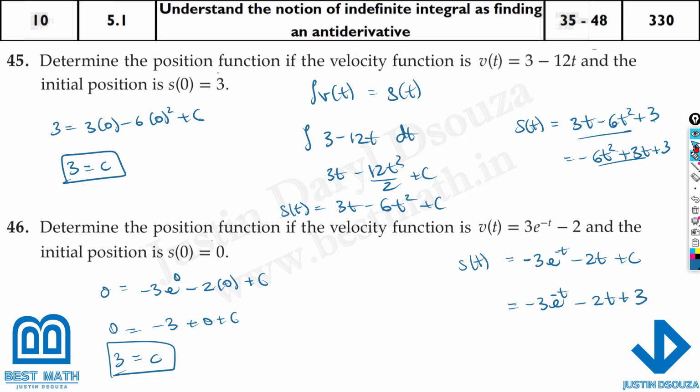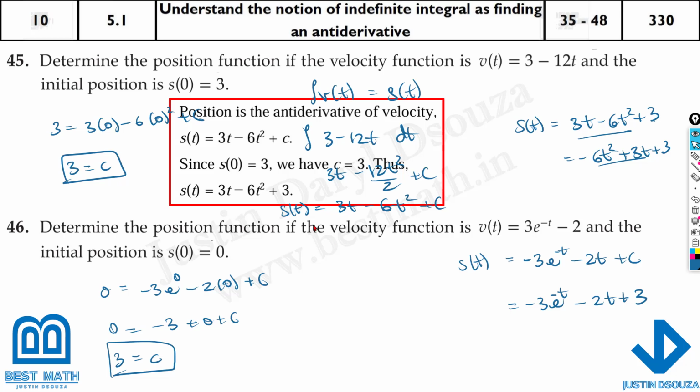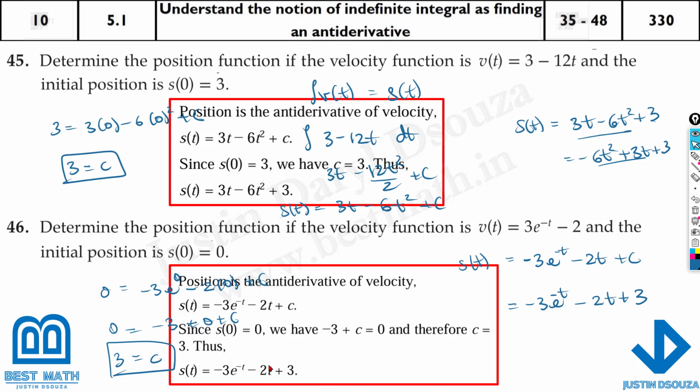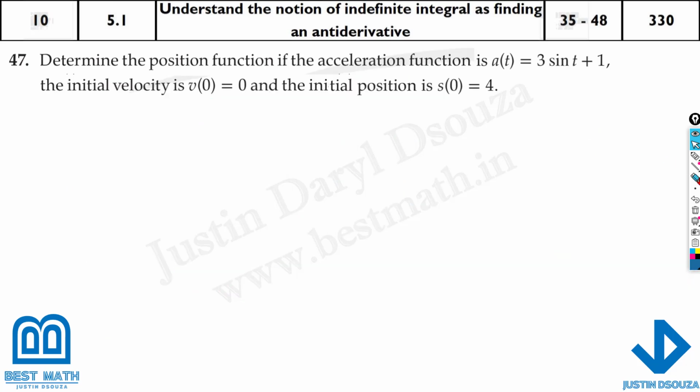This is the answer. So that's how we solve it. The first one was written like this: 3t minus 6t squared plus 3. And the second one over here, we have minus 3e to the power minus t minus 2t plus 3. And now the final problem, here we have to double derive, integrate, antiderive.